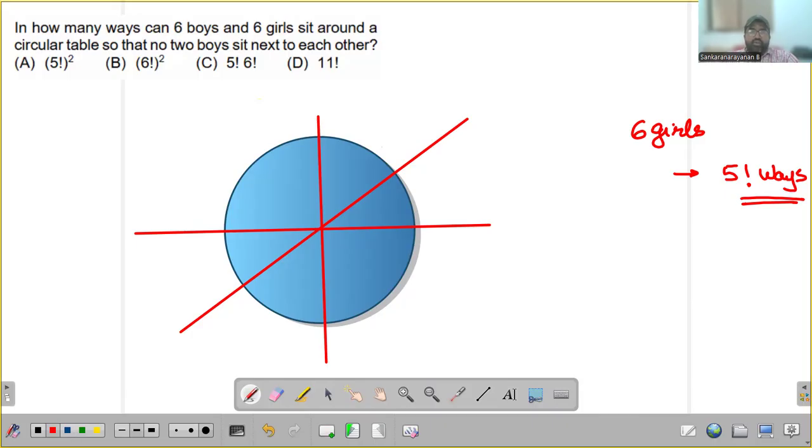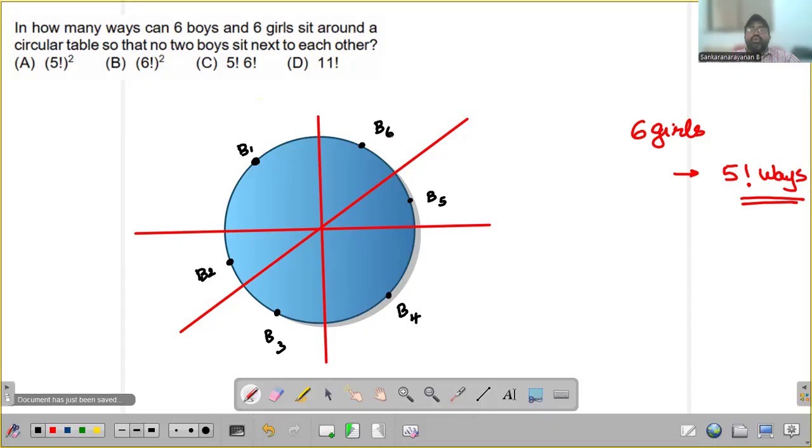Now we are going to consider allocating the boys. So the first boy, or any boy you take, should be placed in between 2 girls. So that first boy will sit in between 2 girls. You can see that the second boy will sit in between 2 girls. The third boy in between 2 girls. The fourth boy in between 2 girls. The fifth boy in between 2 girls. And the final guy will be sitting here.